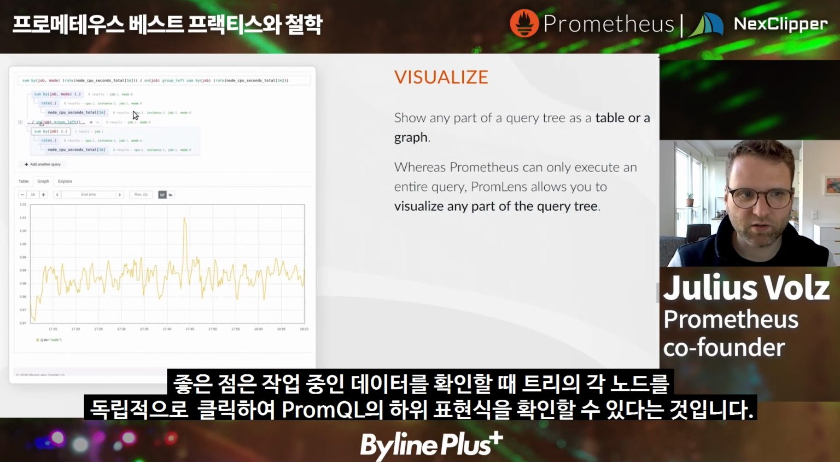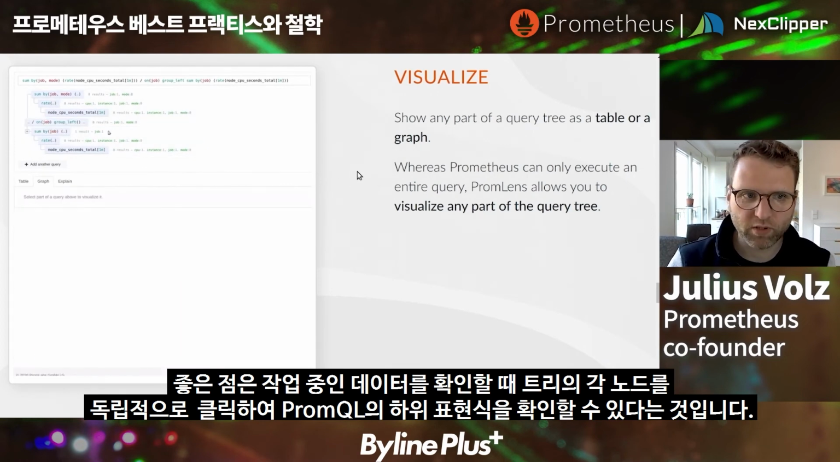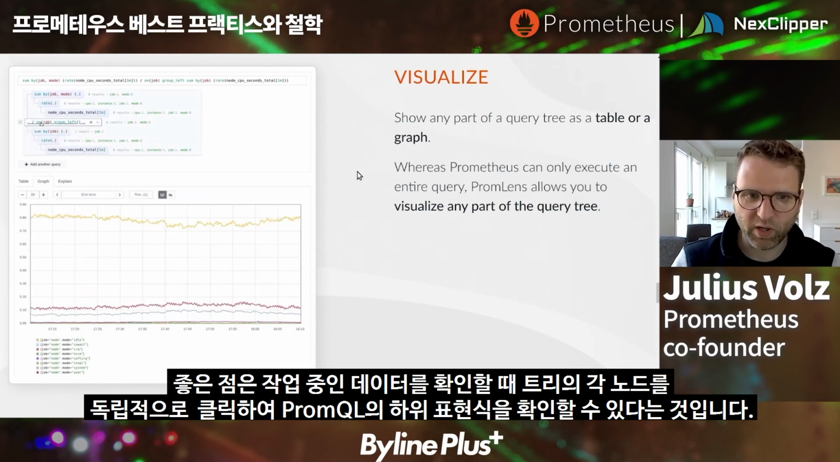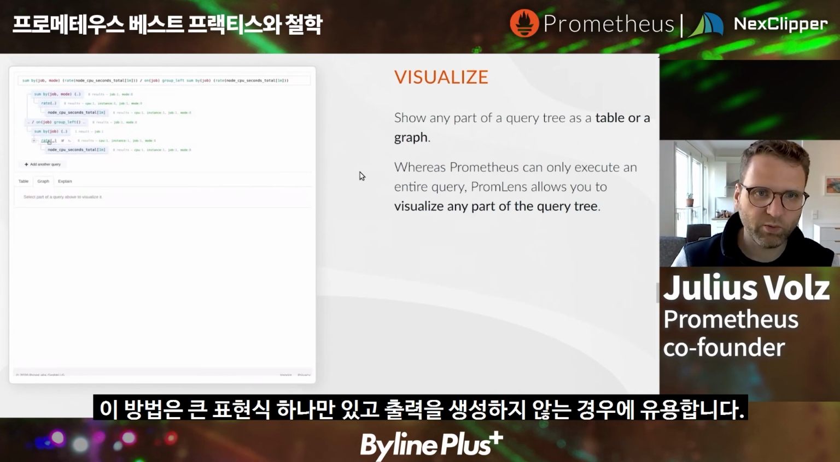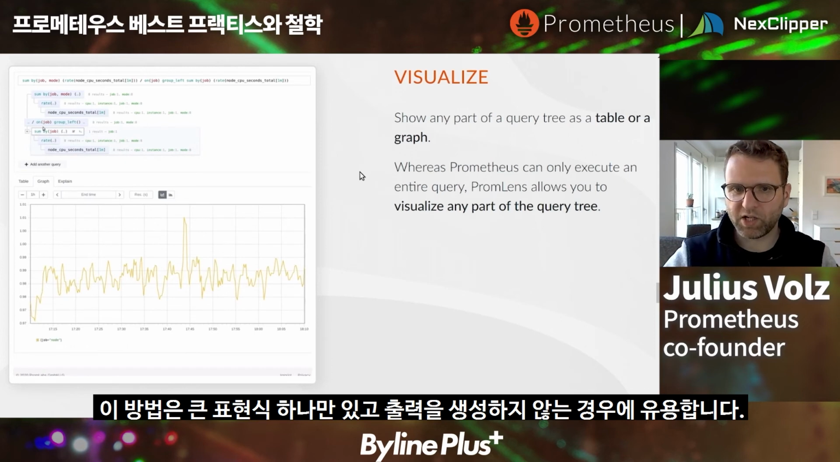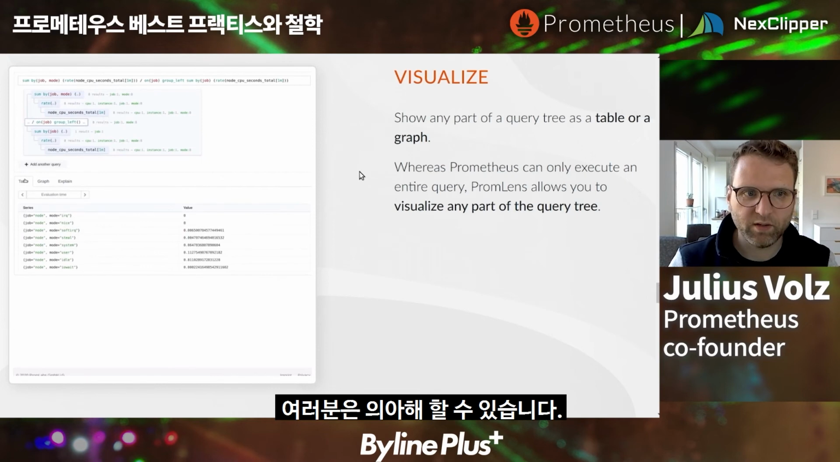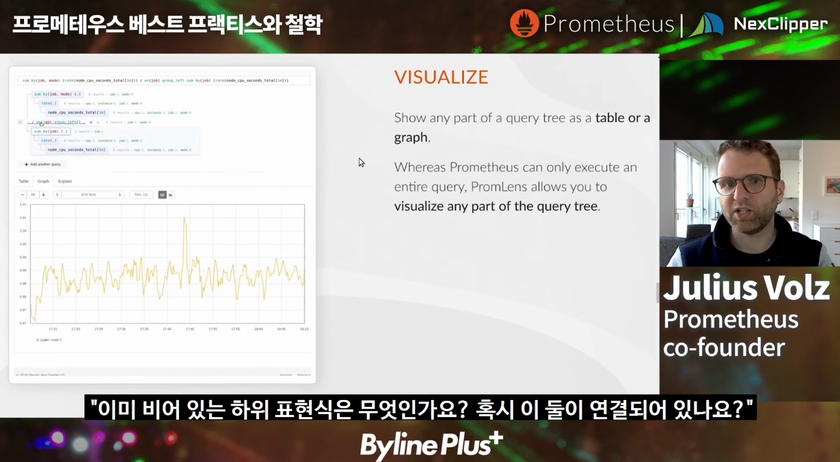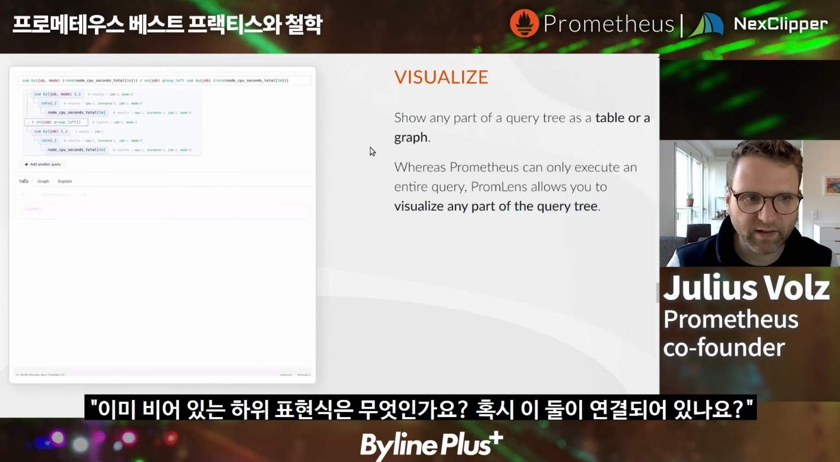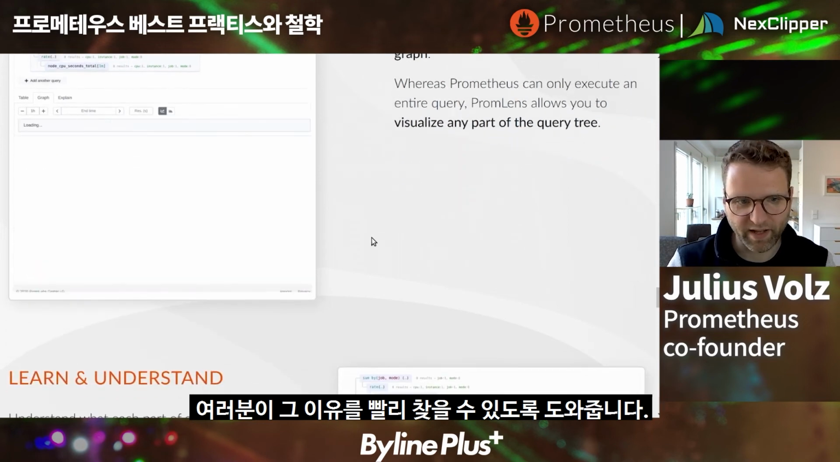The nice thing is also to check what data you're working with: you can click on each node in that tree independently and see, for that sub-expression of PromQL, what the actual data is. That is really, really helpful because if you only have one large expression and it does not produce an output, you might be wondering why, and which sub-expression is already empty and leads to that. So this helps you really quickly find the reason for that.